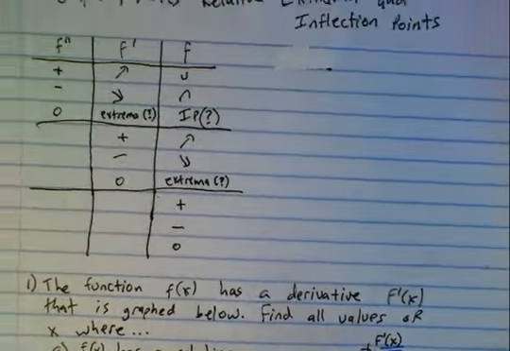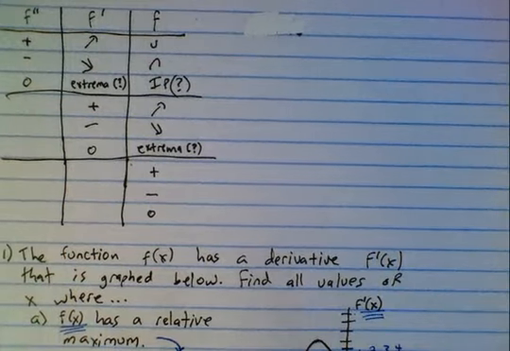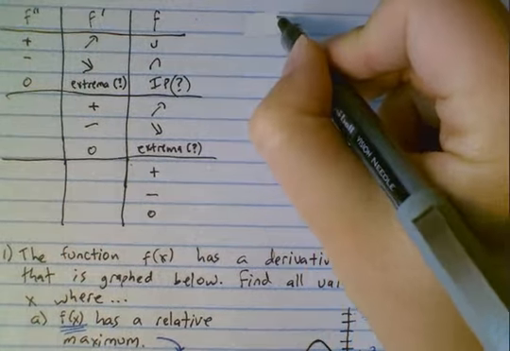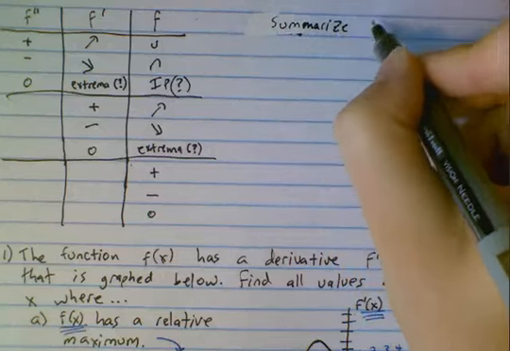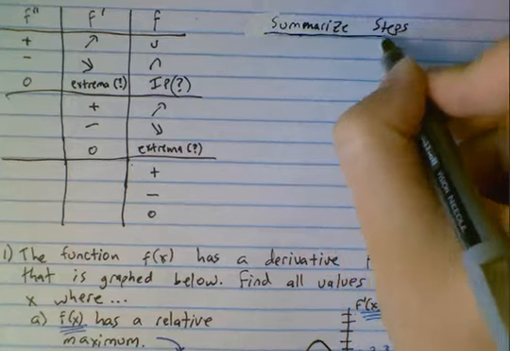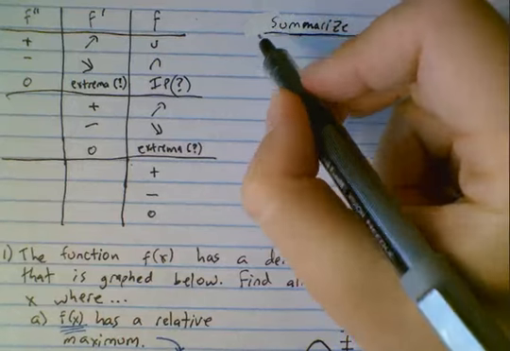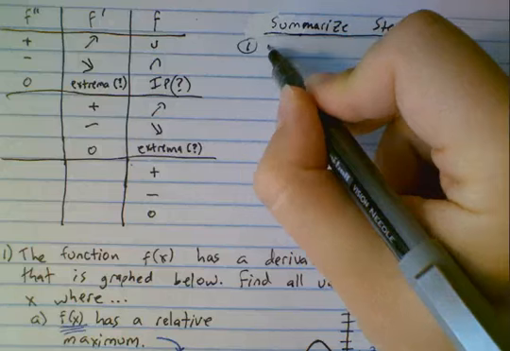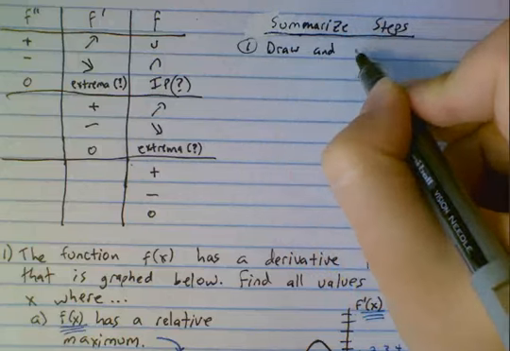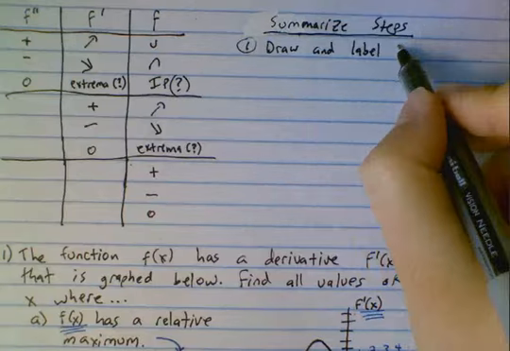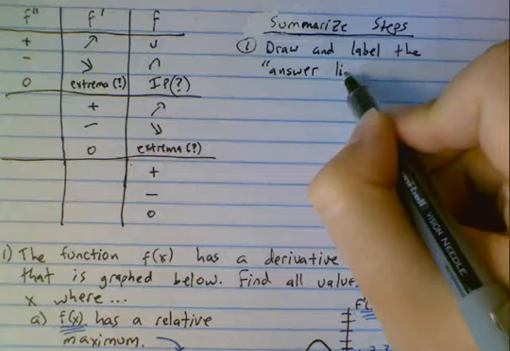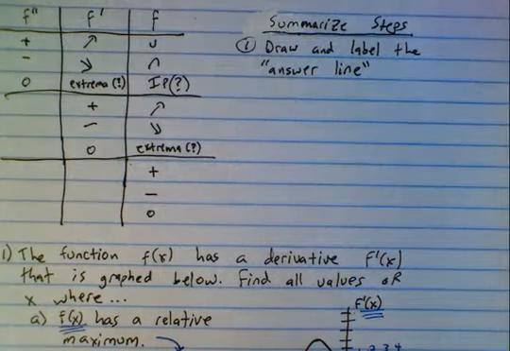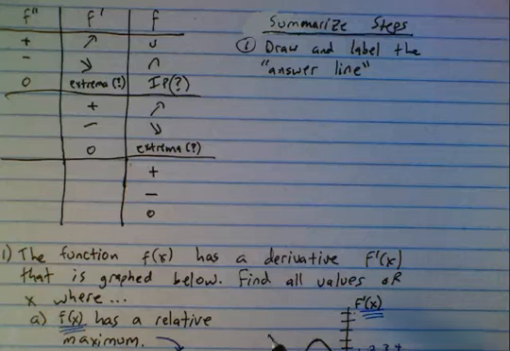Let's come up here to this nice space we left next to the table, and let's summarize the steps. One, draw and label the answer line. This is the line that's based on the problem. Right down here, it's the line you're going to read your answer from.